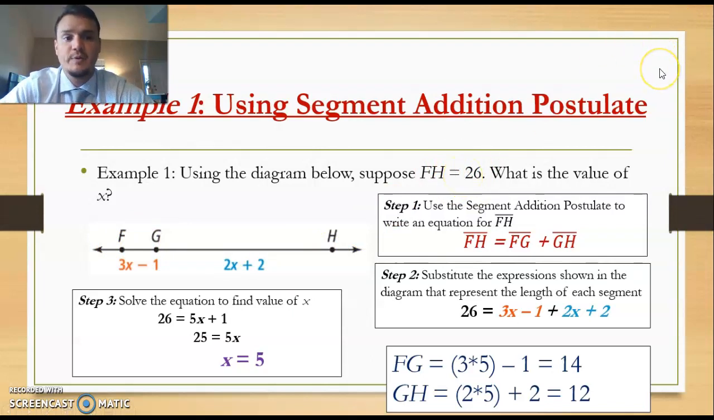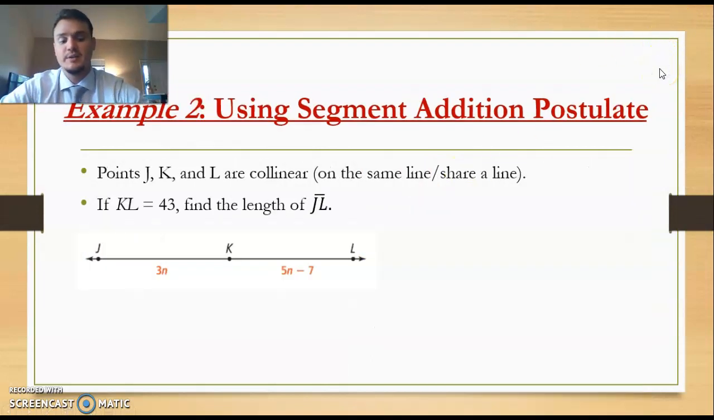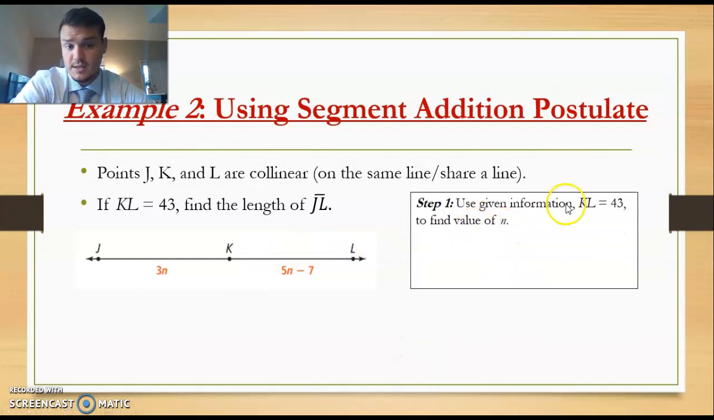All right, one other example here. This should help you complete the next 3 problems on the lesson 1 assignment, questions 7, 8, and 9. So using the segment addition postulate here, we have points J, K, L are collinear. That means they share the same line. If KL is 43, we want to figure out the length of JL. Segment JL is the distance from J to L, so it's really JK plus KL. So again, step 1, use the given information.